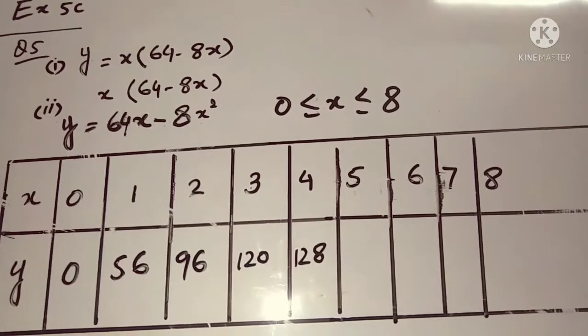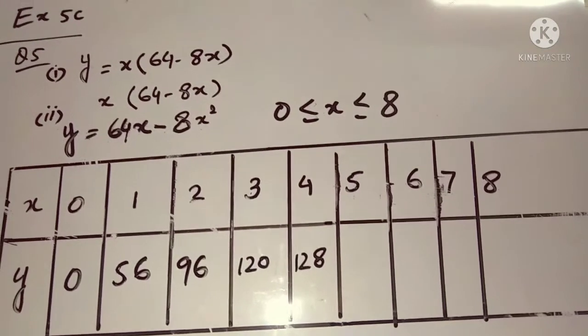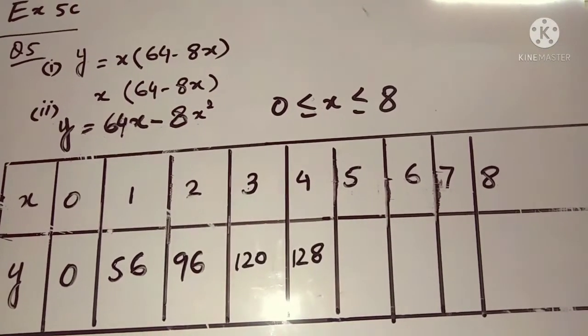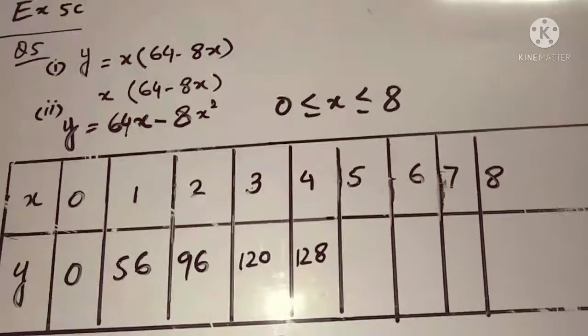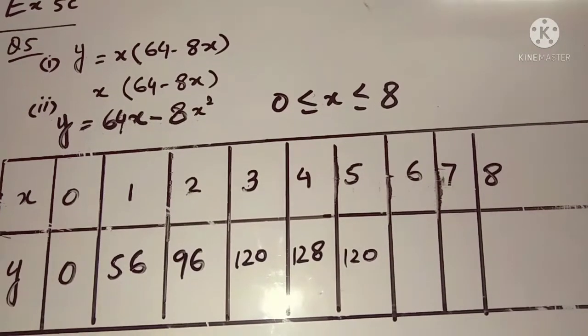64 5s are 320, and minus, put 5 over here, 5 5s are 25, 25 8s are 200. When you subtract 200 from 320, what do you get? You get 120. Now come to 6.